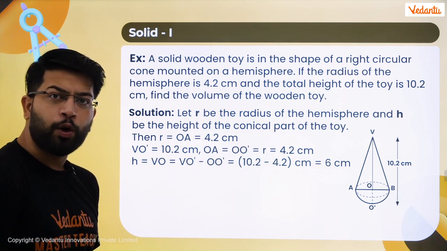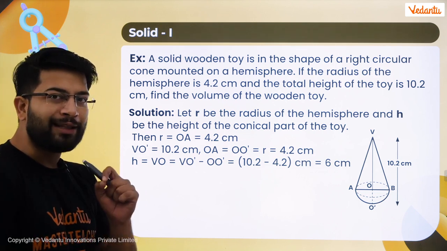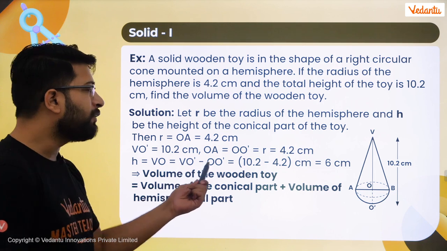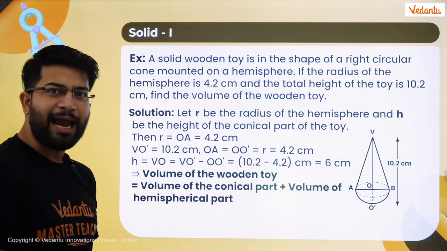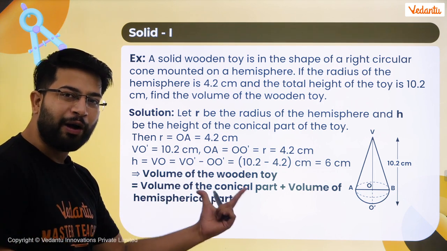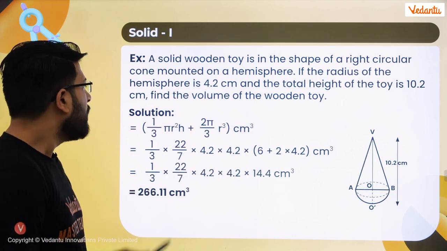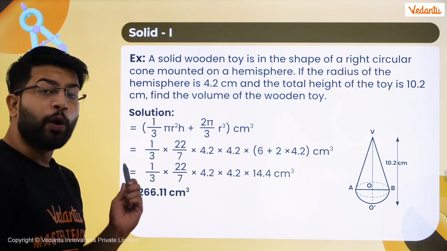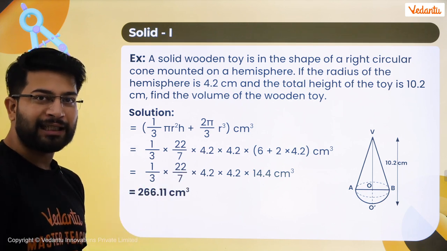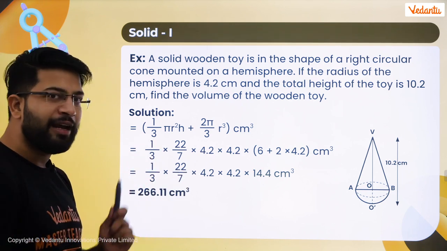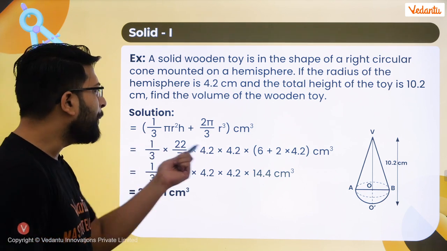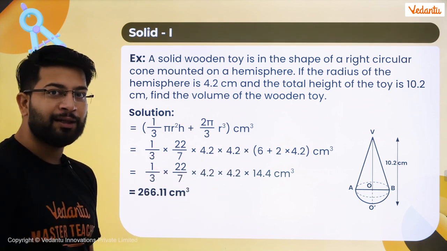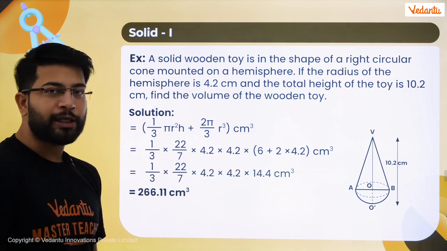Now we know the height of the cone, we know the radius of the cone and the radius of the hemisphere. So in order to find the volume of the wooden toy, we can add the volume of the cone plus volume of the hemisphere, right? 1 by 3 pi r square h plus 2 by 3 pi r cube. The radius of the cone and the hemisphere are same and the height of the cone we have found out. That's it. Simple. Put the values.